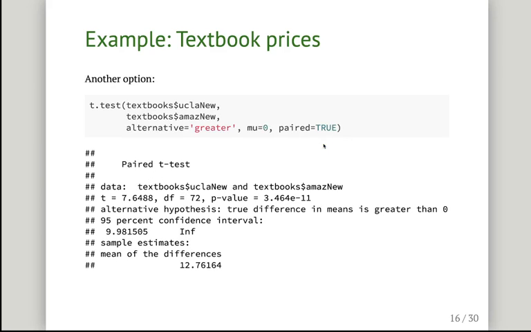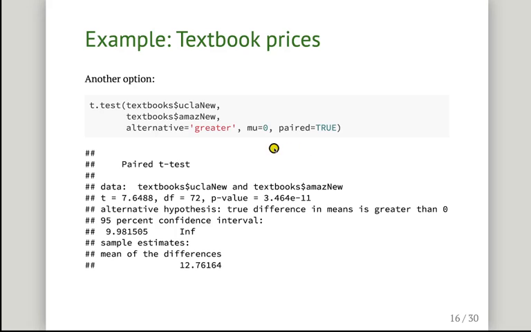Now we do have another option for attacking this data. Instead of calculating the difference directly, we could call each of these variables. So here's what I've done. I've used $ notation in R to take the textbook's data set and extract or pull out the UCLA new variable. I'll then take the textbook's data set, extract or pull out the Amazon new variable. Same alternative greater, mu 0.